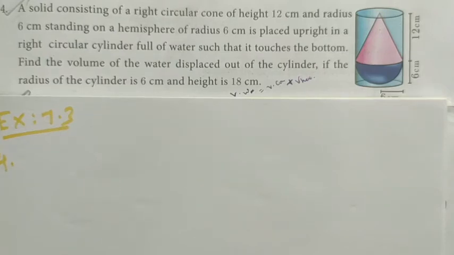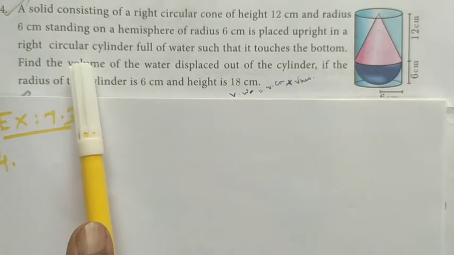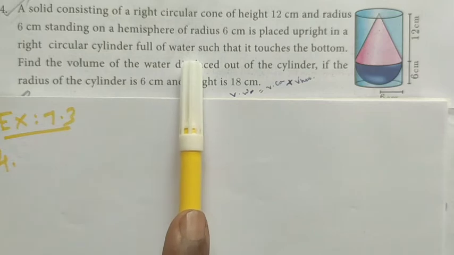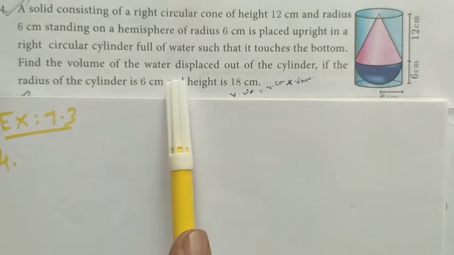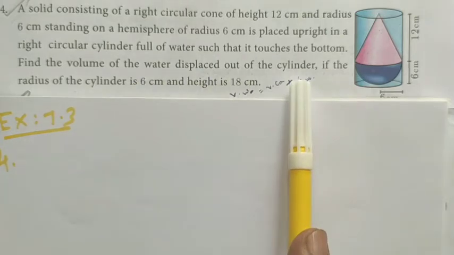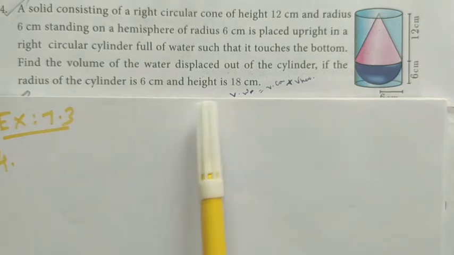Exercise number 7.3, question number 4. A solid consisting of a right circular cone of height 12 cm and radius 6 cm standing on a hemisphere of radius 6 cm is placed upright in the right circular cylinder full of water such that it touches the bottom. Find the volume of the water displaced out of the cylinder if the radius of the cylinder is 6 cm and height is 18 cm. So this is the diagram that is given.